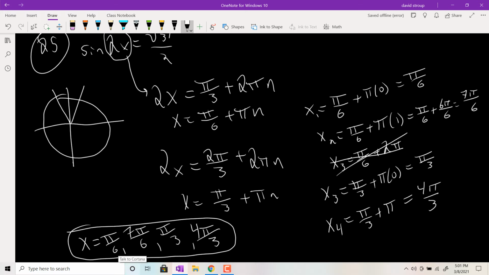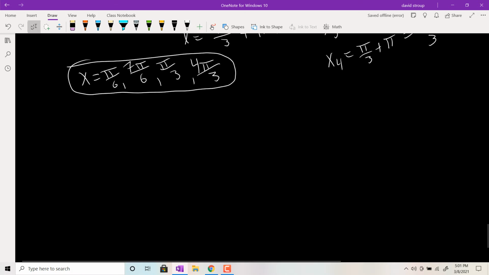Okay. Let's just make sure I'm right. Yeah, okay. Let's look at another one. So this is 31 from the book. So I have tan of x over 2 equals root 3.